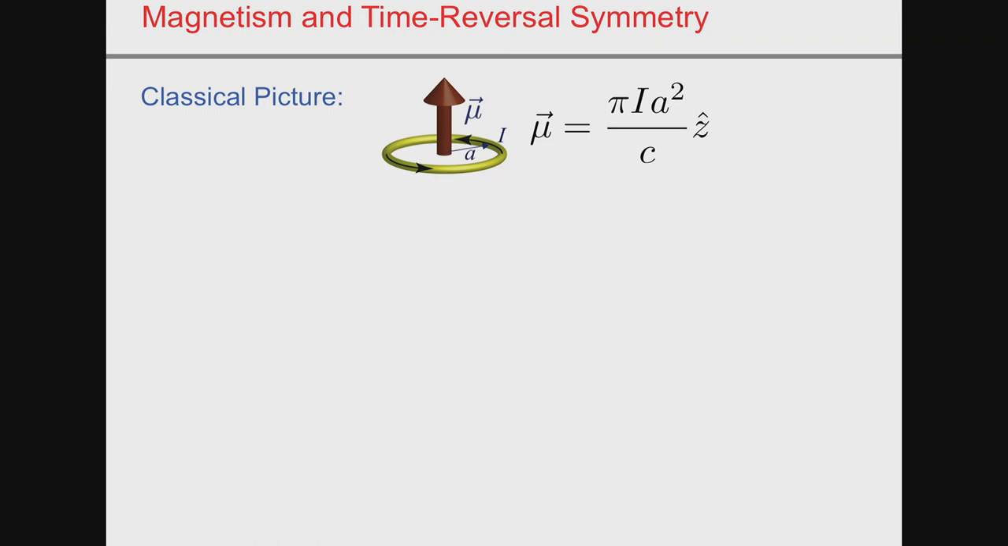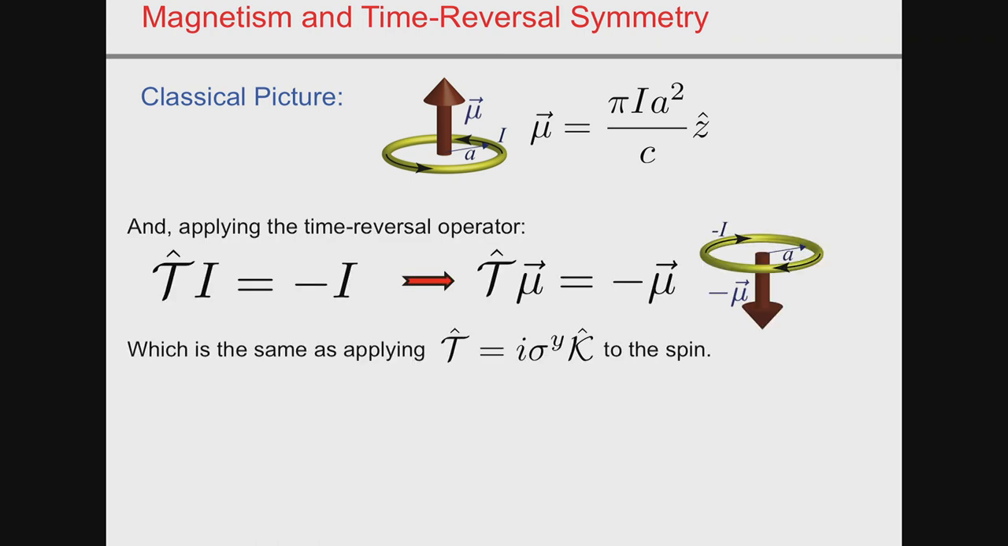Okay, what happens with spin rotation? I think the easiest way to see it is in a classical picture, because in a classical picture I know how to create a magnetic moment. I'll take a loop of current. The magnetic moment is simply the current times the area enclosed by the loop, and it's in the direction perpendicular to the loop. But current, as you remember, if I apply the time reversal operator, gets me the reverse direction of the current. And the reverse direction of the current, therefore, is going to reverse the magnetic moment. So applying the time reversal operator on a moment or on a spin gets me the spin in the opposite direction, which is exactly applying this spin rotation on that magnetic moment.